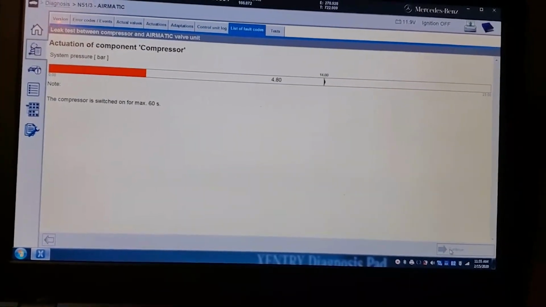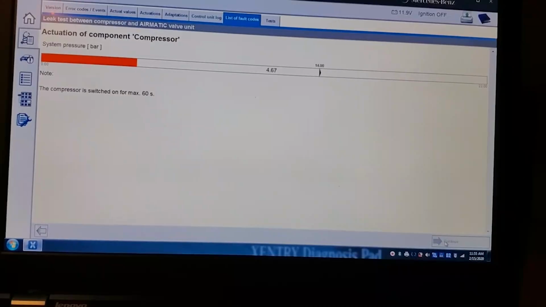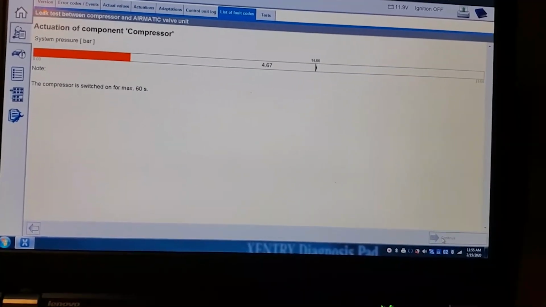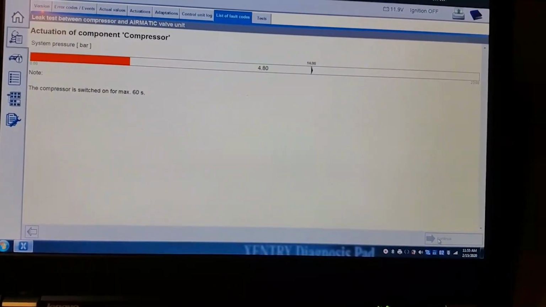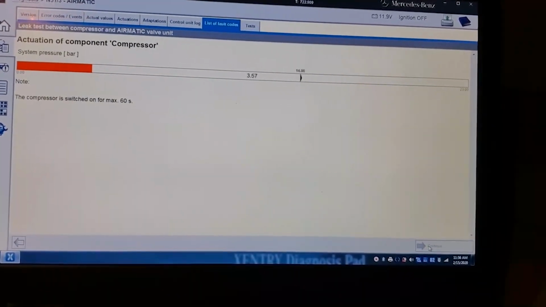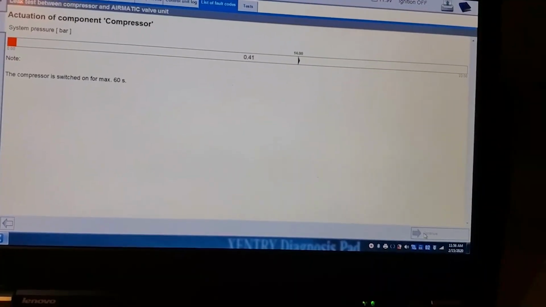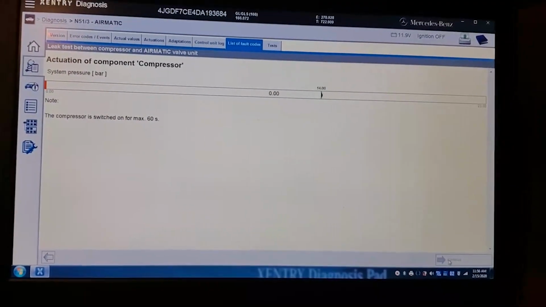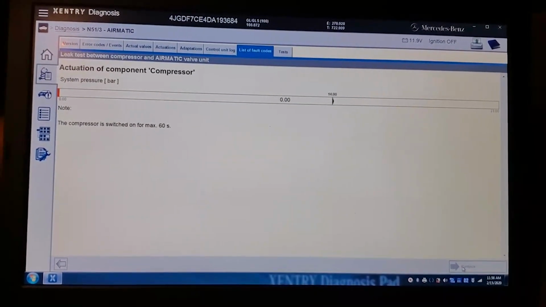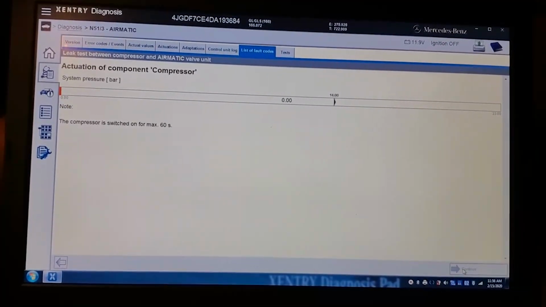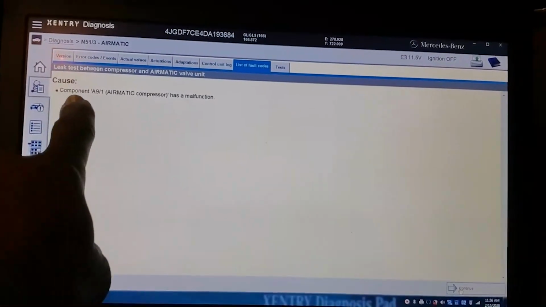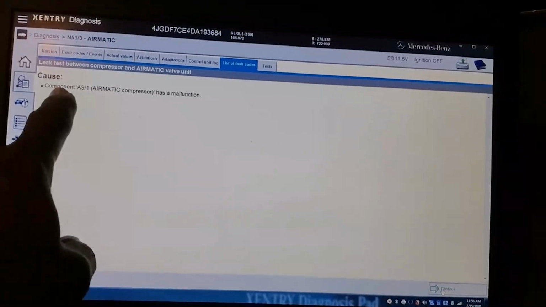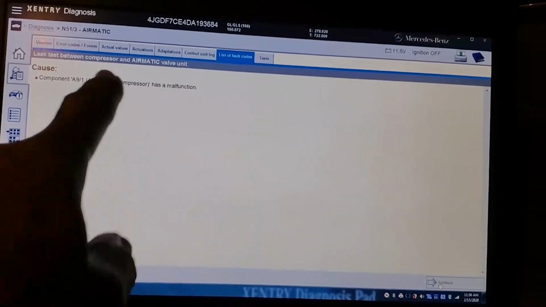Either the compressor is working till it's gonna burn, no pressure. But it keeps saying that after here. But the compressor is still good now. Yeah, because you don't touch it too much, you know. Yeah. Just you need to see the pressure. Take it disconnected. Where is the pressure? Now it's gonna, because you see now, that's how it is. Holding is not a problem, but the compressor is switched on for max 60 seconds. Yeah, component. You see that it's a cause. Leak test between compressor and Airmatic valve unit. He said that the component A91 Airmatic compressor has a malfunction.